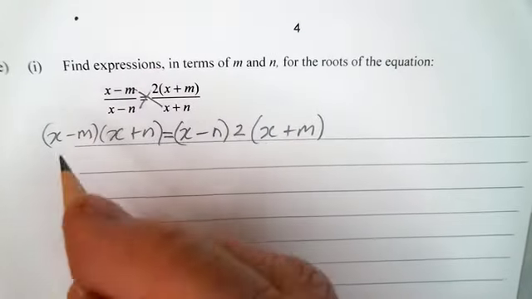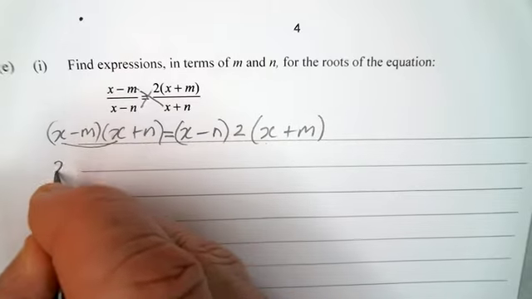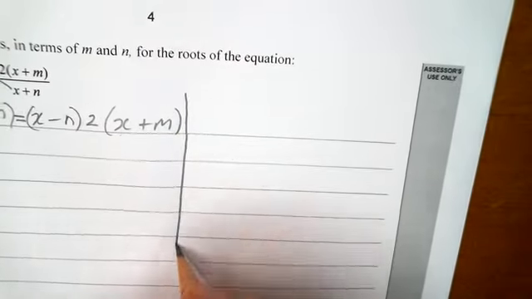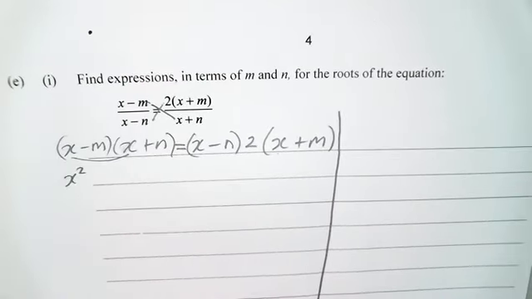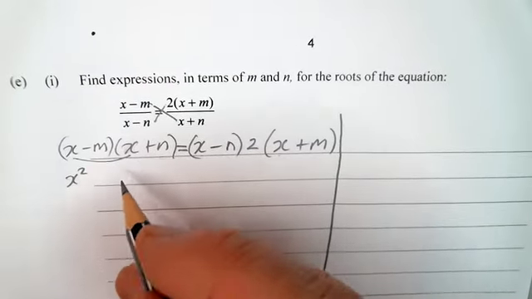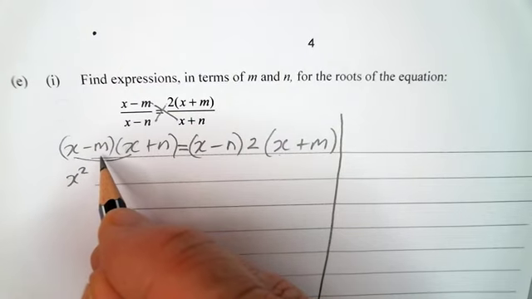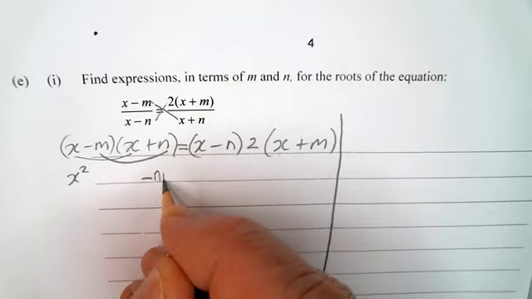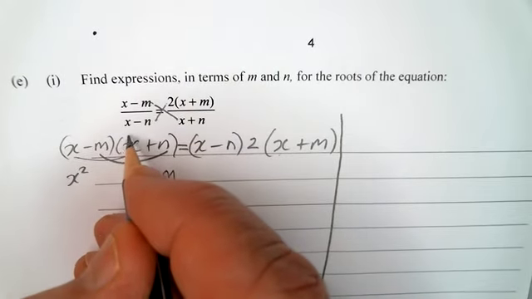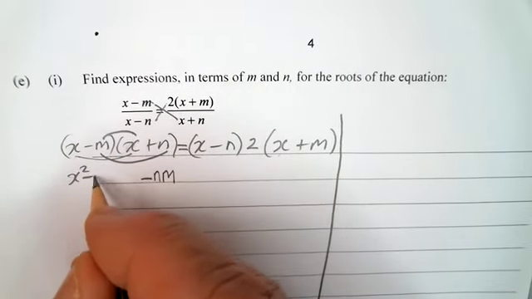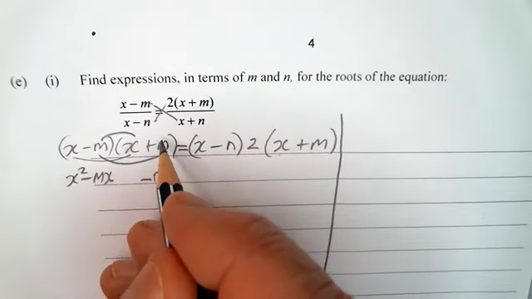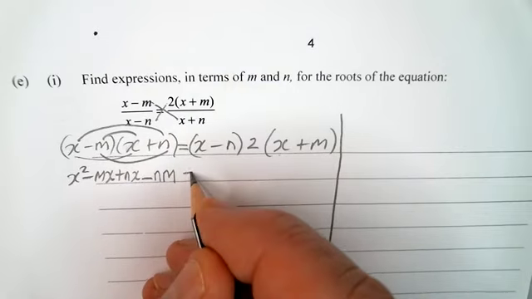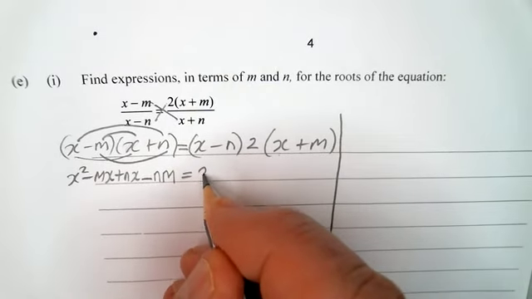Okay, so we've got an x times x, which is an x squared. I'm going to make this into 2 separate parts. I can see this could take us a while. It doesn't look that tricky, but I'm sure we can do it. So negative m times n is going to be negative nm. And then we've got a negative m times x, it's negative mx. And we've got an n times x, plus nx, is equal to, so we're going to have a 2 in the front of this.